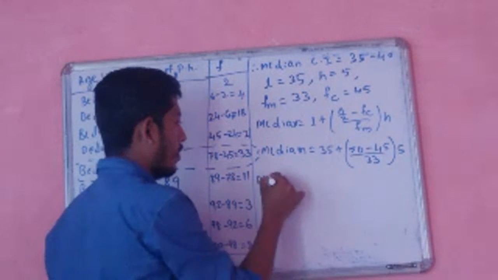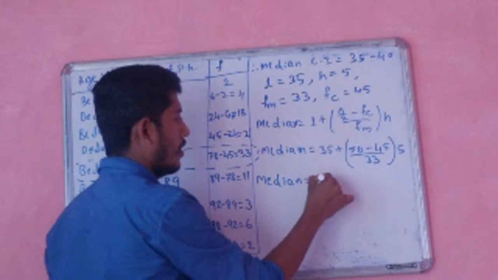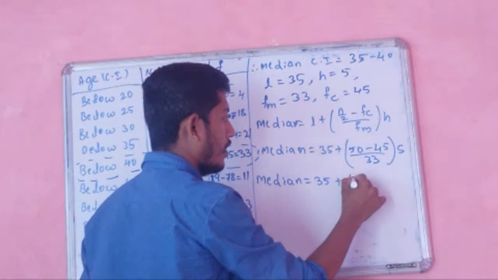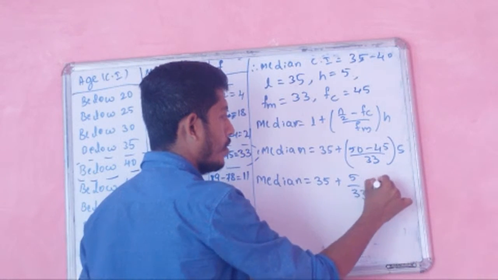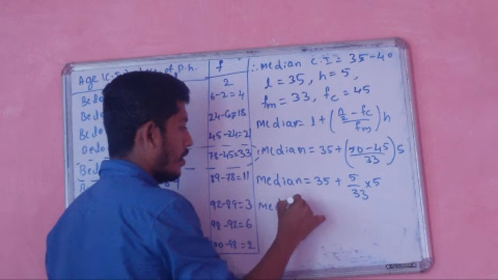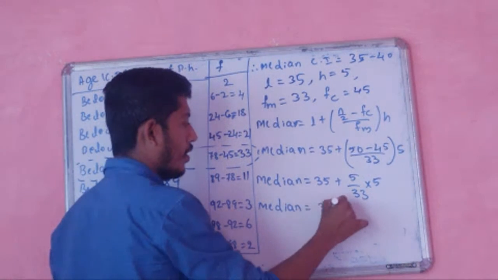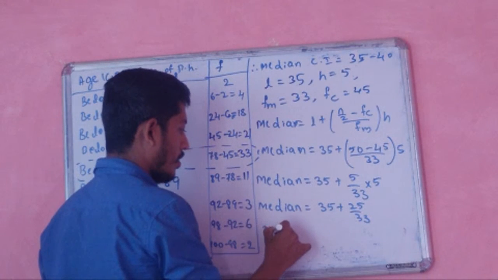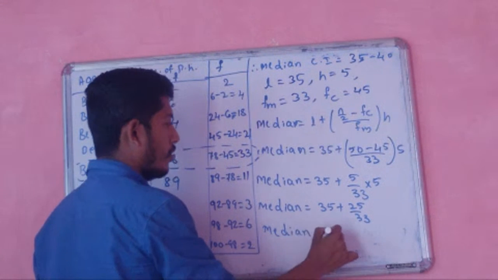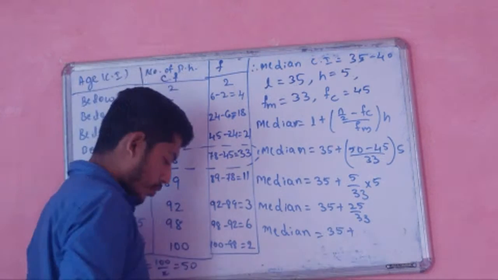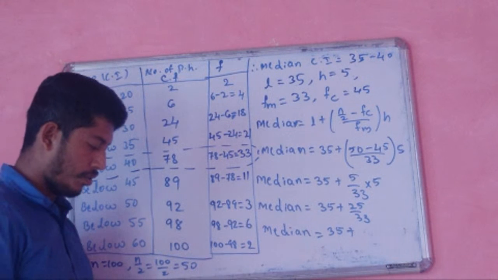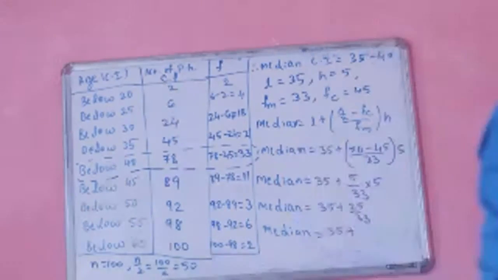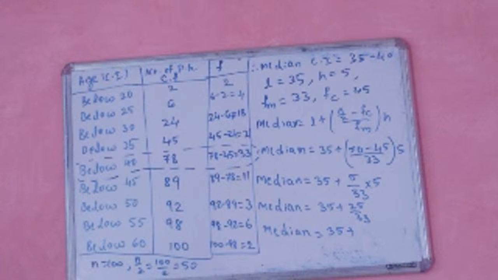Okay, therefore next, the median is 35 plus (50 minus 45, which gives 5) divided by 33, into 5. Therefore the median equals 35 plus 25 by 33. It gives a value as... just find out 25 divided by 33.